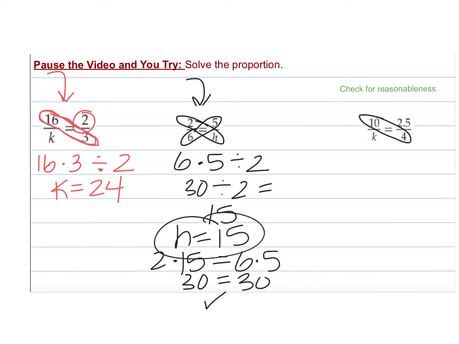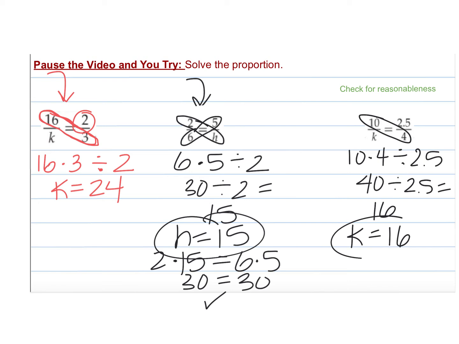So I would do 10 times 4, divided by 2.5. 10 times 4 is 40, divided by 2.5. 40 divided by 2.5 is 16, so k equals 16, and then you would check it. 16 times 2.5 equals 10 times 4, and it would be 40 equals 40, so it checks.